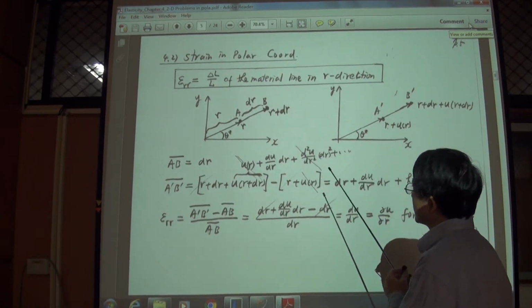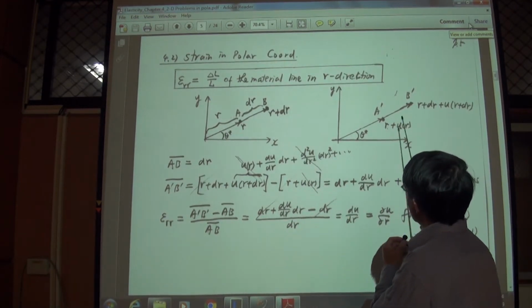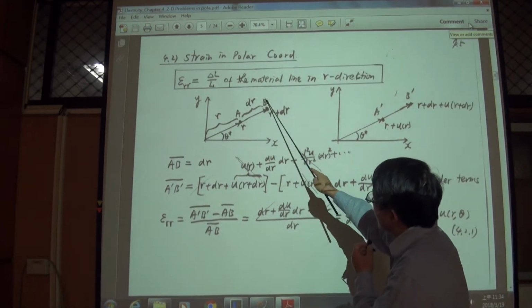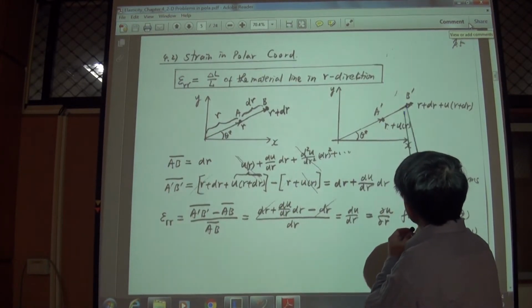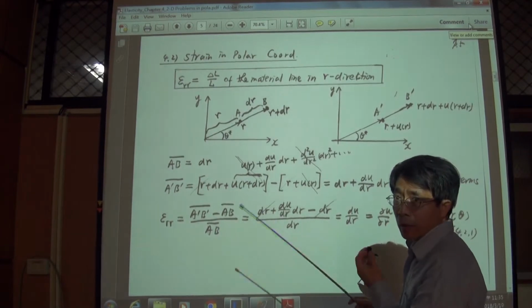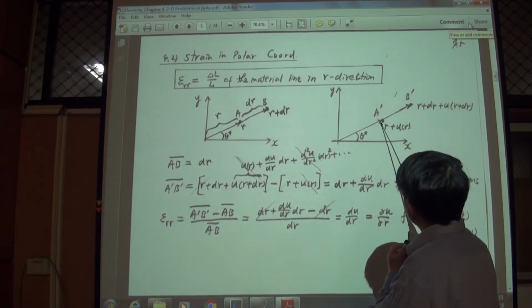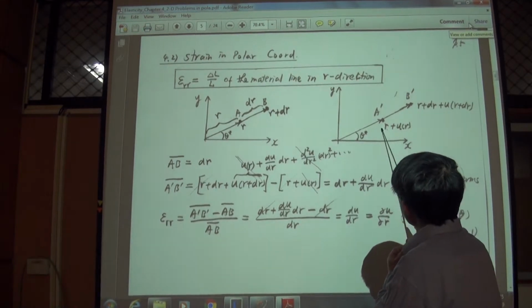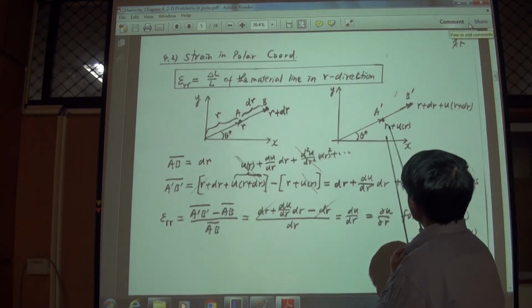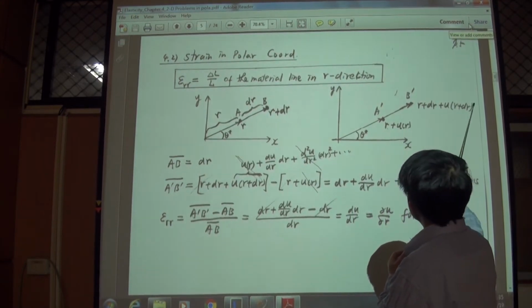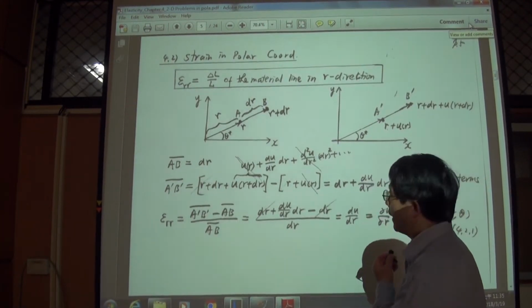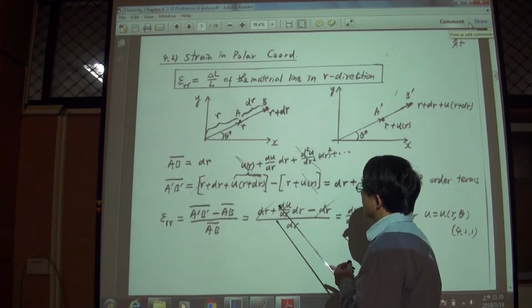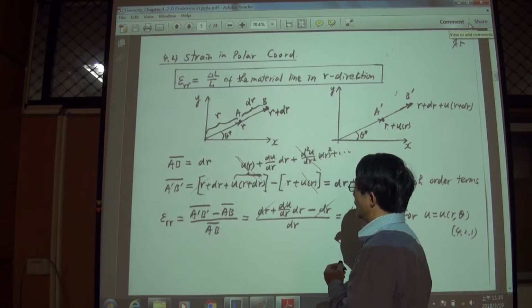Now the job is to calculate the lengths of A prime B prime and AB. The length of AB is easy: it is just dr. A prime B prime is this one minus this one. We use this one and subtract this one to get A prime B prime. So we move this term to here, and this term to here, to compute A prime B prime. Now this term and this term cancel out each other.